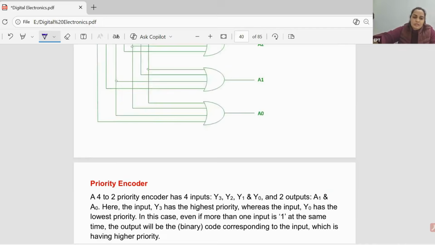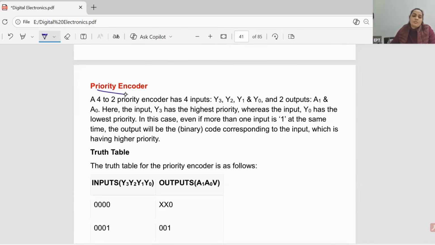Now the priority encoder, this is important, okay. So the 4 to 2 priority encoder has 4 inputs, these are the 4 inputs, so 2 outputs are there, A0 and A1, right? And Y3 has the highest priority, this is the MSB, it has the highest priority, it is given in this. Y0 has the lowest priority, okay. Why are we using this? If we have more than one 1 in the input, then to which input will you give the priority, right?